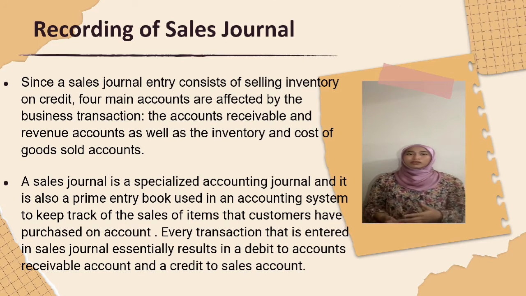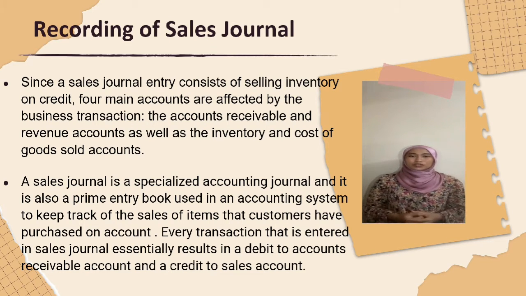Next, I will explain the recording of sales journal. Since a sales journal entry consists of selling inventory on credit, four accounts are affected by the business transaction: the accounts receivable and revenue accounts, as well as the inventory and cost of goods sold accounts. When a piece of merchandise or inventory is sold on credit, two business transactions need to be recorded. First, the accounts receivable account must be increased by the amount of the sale, and the revenue account must increase by the same amount. This entry records the amount of money that the customer owes the company as well as the revenue from the sale.